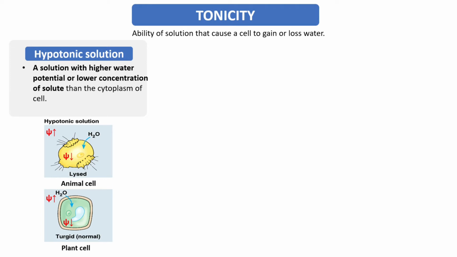If an animal cell and plant cell were put in a hypotonic solution, water will diffuse into the cell, causing the animal cell to become lysed, while the plant cell becomes turgid, which is normal for a plant.